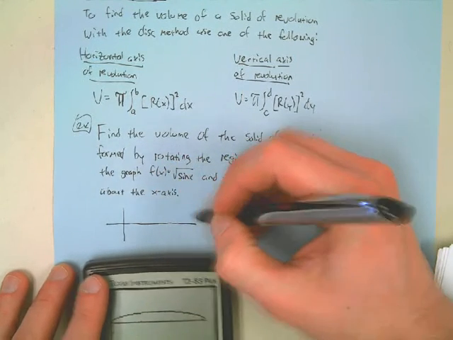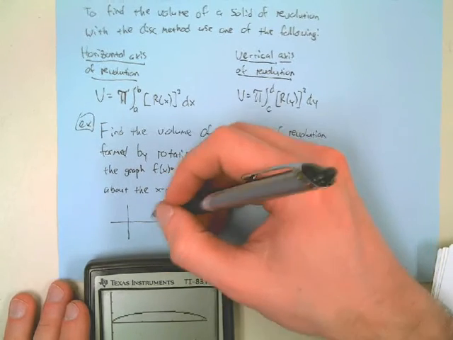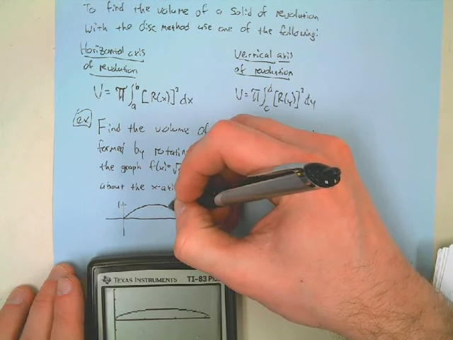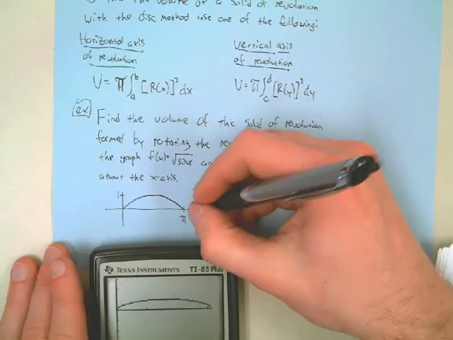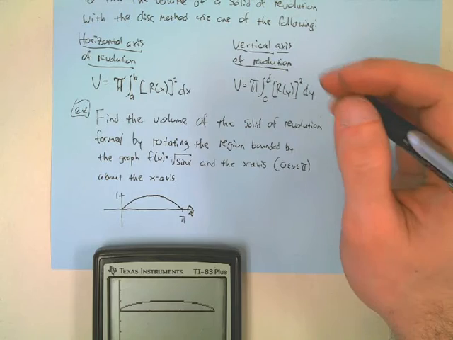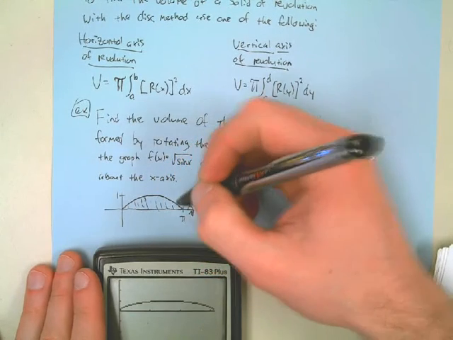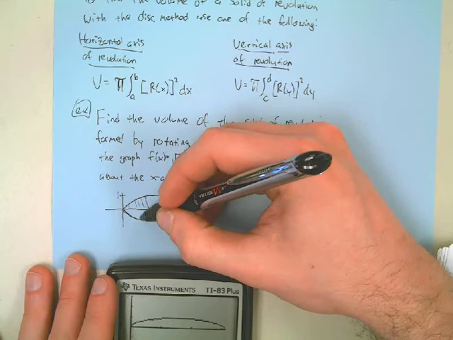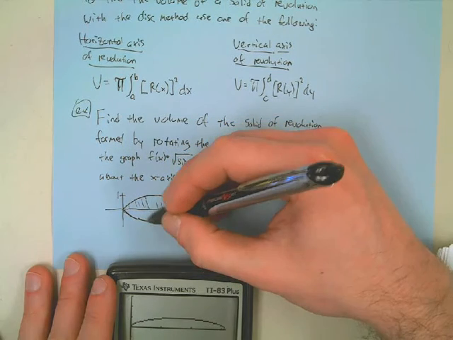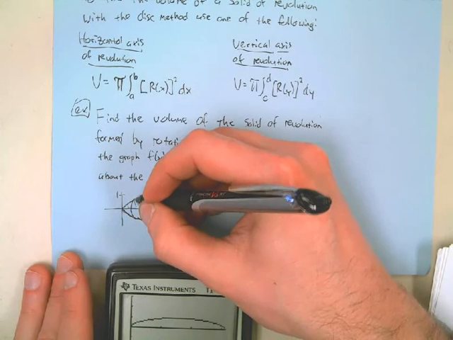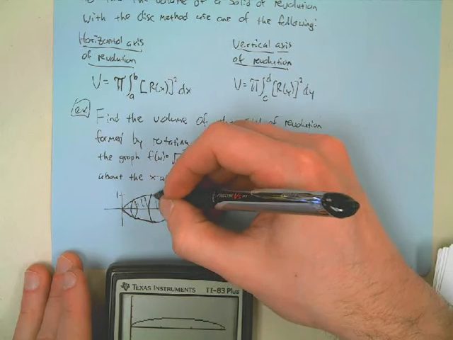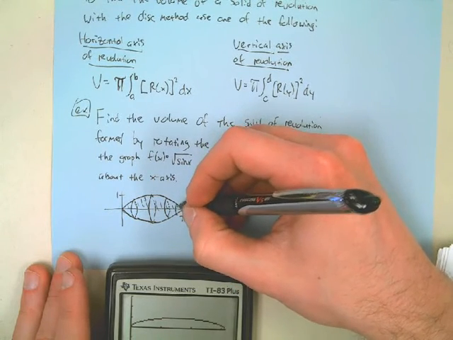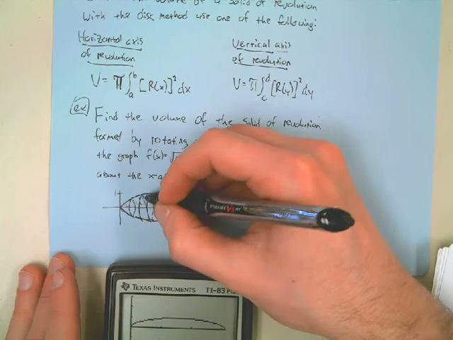Yeah. So here's pi there. Here's the value of 1. So it goes up to 1 and then back down to pi, like that. And we're going to rotate that about the x-axis. So this region here is going to rotate down to there. We kind of create a football or lemon looking thing. You can kind of see the solid there, yeah? Hopefully my drawing is good.